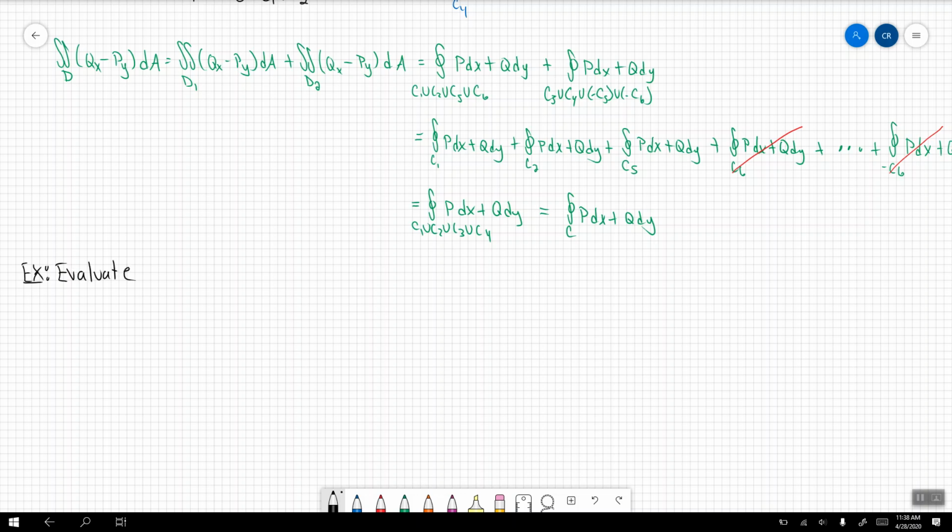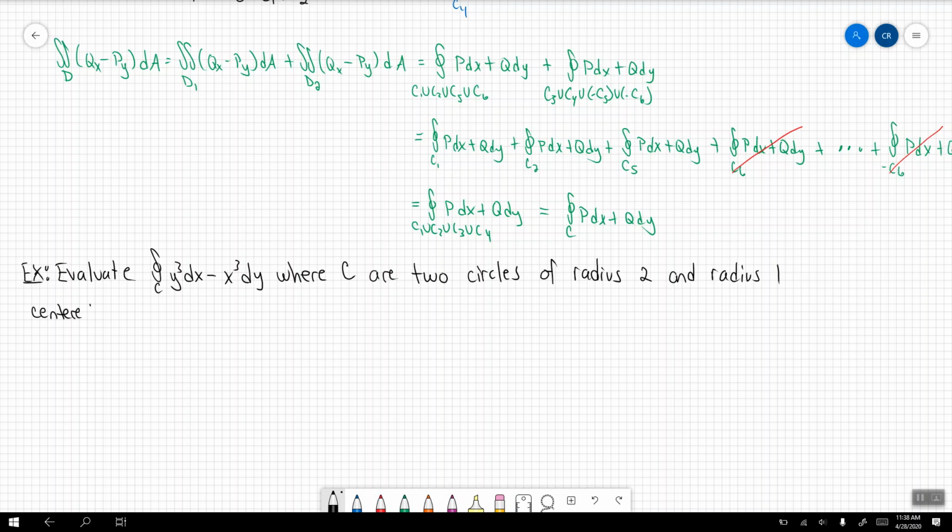So let's see. Can we evaluate this line integral for y cubed dx minus x cubed dy, where the curve C are two circles of radius 2 and radius 1, centered at the origin with positive orientation?